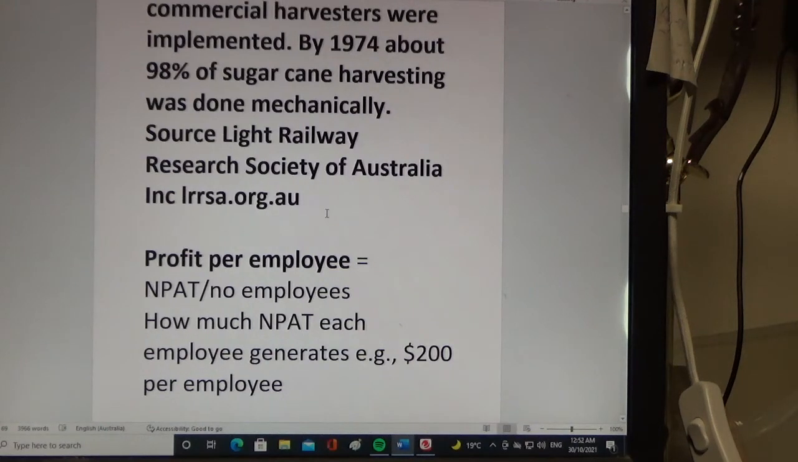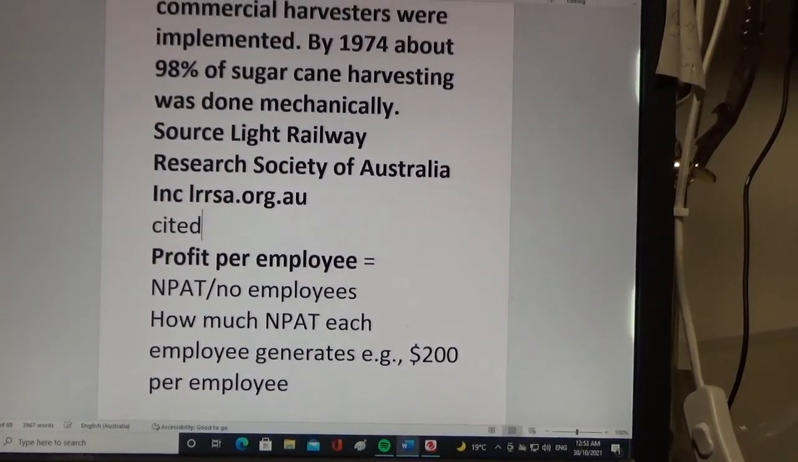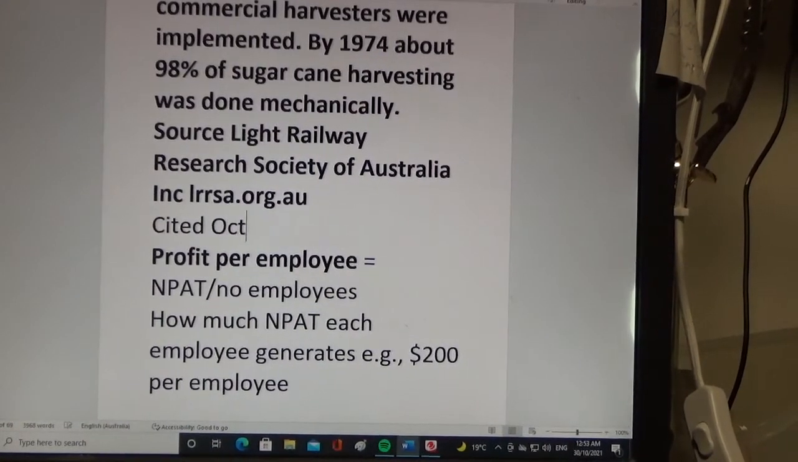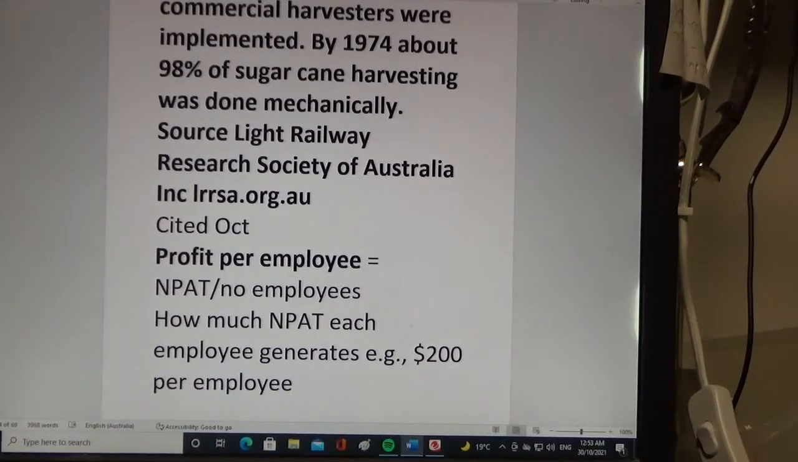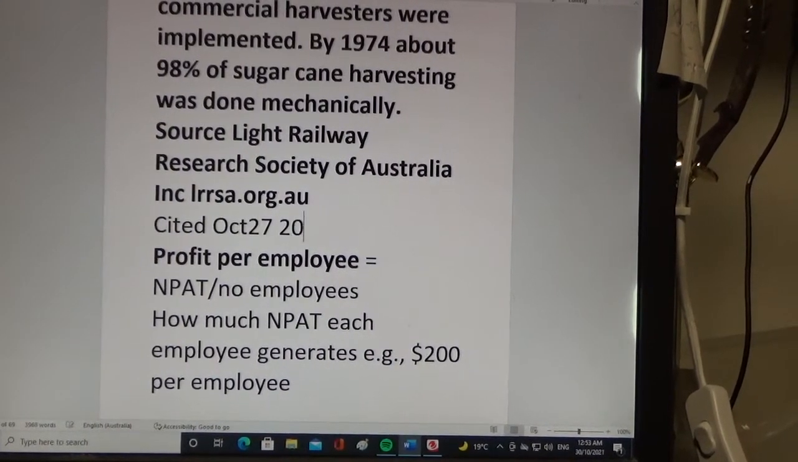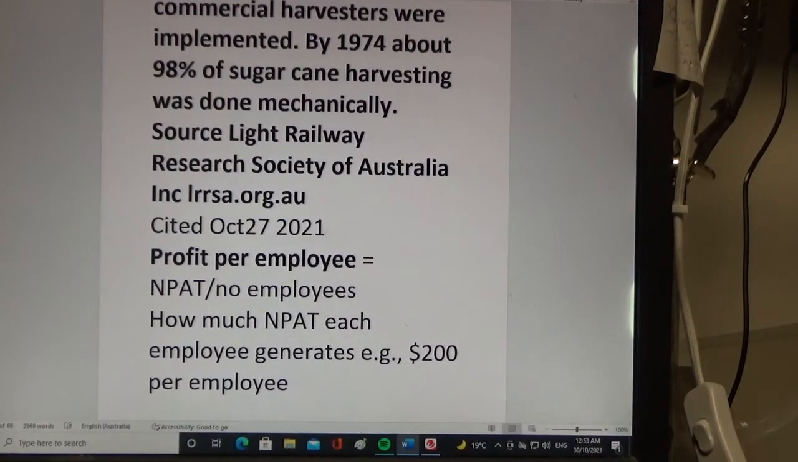And I cited this, I better put the citation date. Cited October, it was only 2 days ago. Today is the 29th, so it was the 27th of October 2021, the COVID lockdown year. We're just out of lockdown.